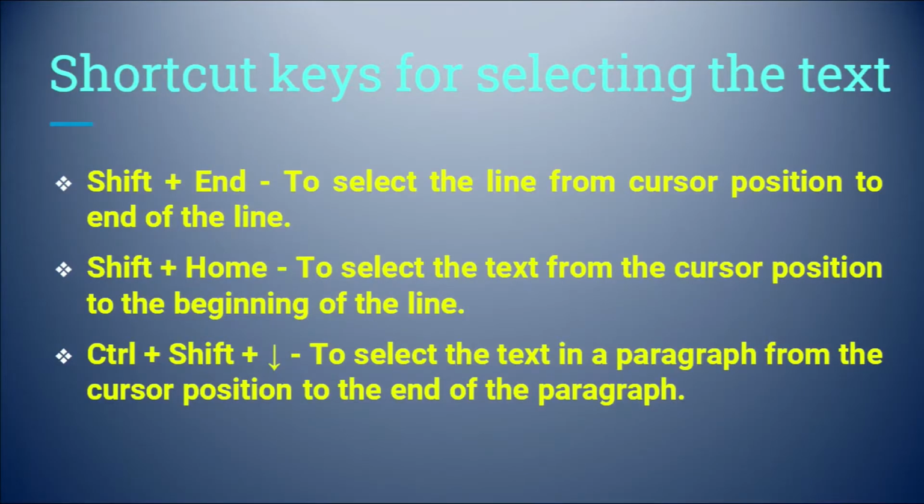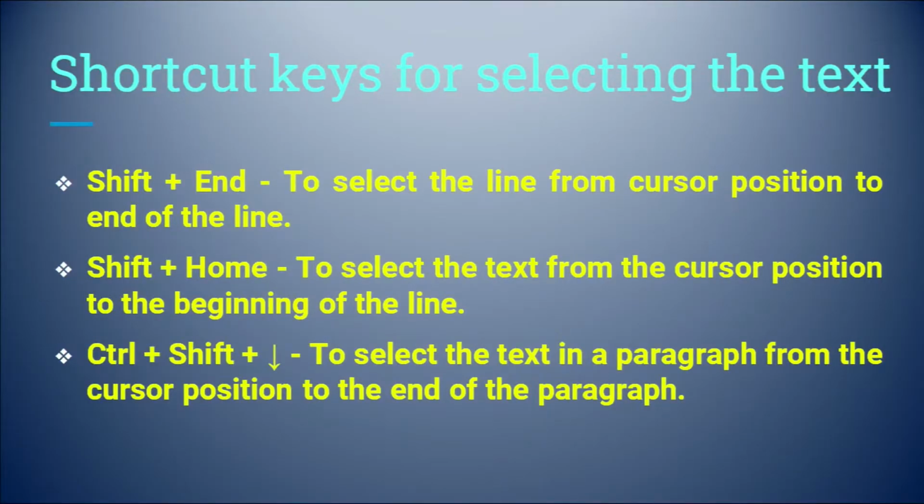However, if we want to select the line till the starting position of the line, even from the end or from the middle of the line somewhere. For example, we are somewhere in the middle of the paragraph, and for that particular line we want to select it from the beginning and we want to leave the rest of the line as is. So then we will press Shift plus Home. Pressing Shift plus Home will select the complete text from the cursor position to the beginning of the line.